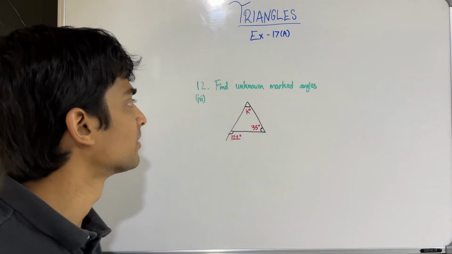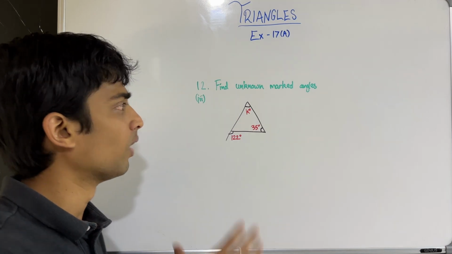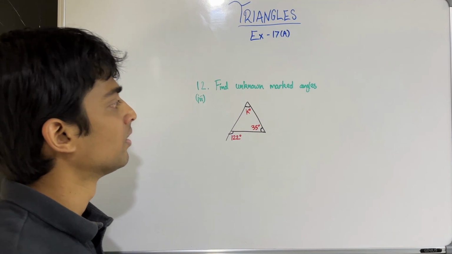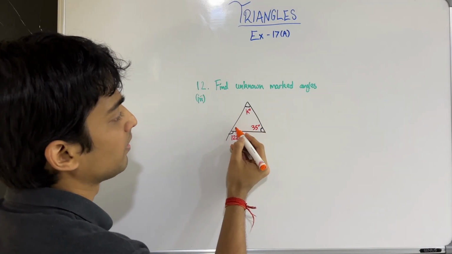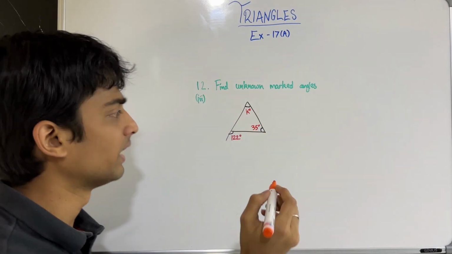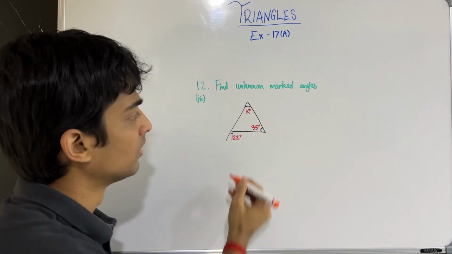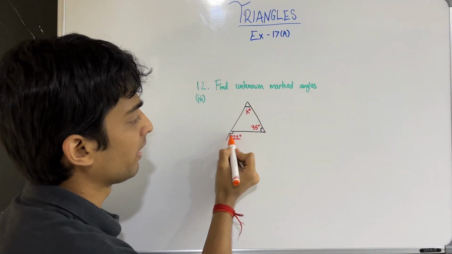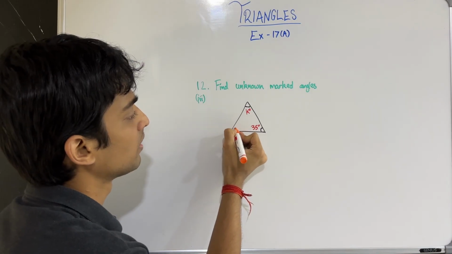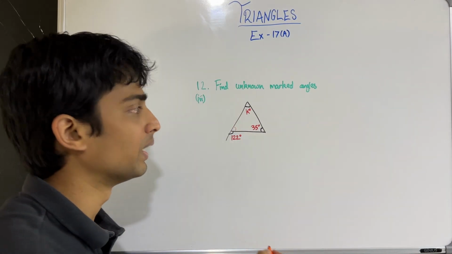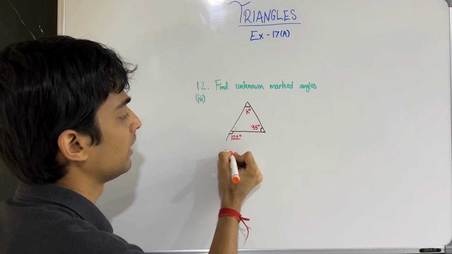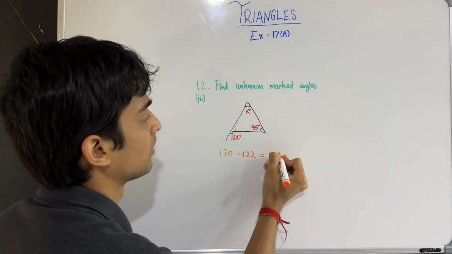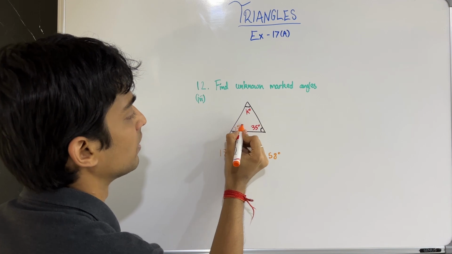Find unknown marked angles. Now in 12th, all the sums are of the same type, so we'll be covering one sum. Let's start. So we have one angle is missing. So let's find this one angle first. This is a straight line, so the whole angle is 180 degree. This part is 122, so this part will be 180 minus 122. So we can write 180 minus 122. This will become 58 degrees. So we can write 58 degrees over here.